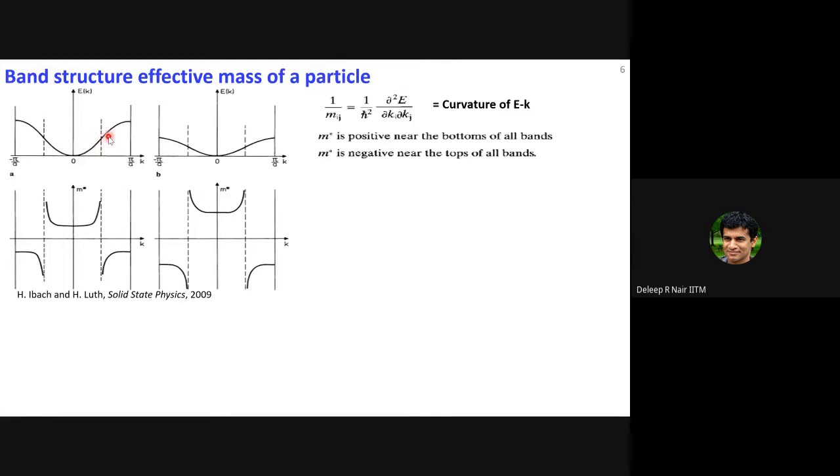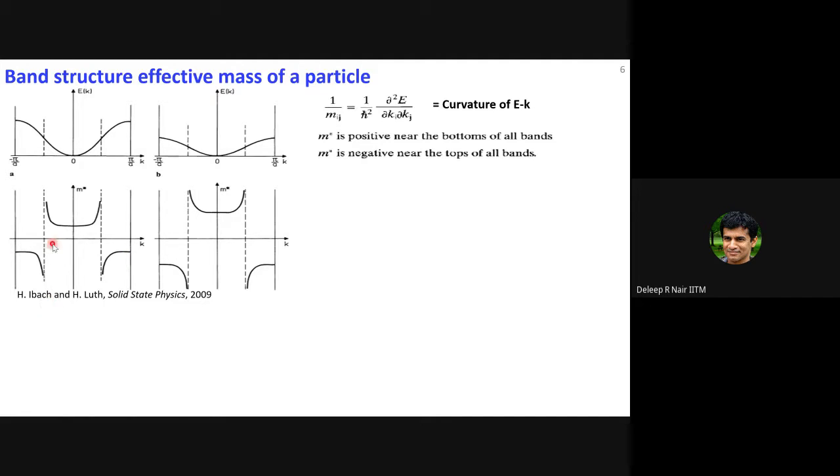Similarly, the curvature becomes negative at the top of the band. So that means the effective mass also becomes negative. All right, so the effective mass is shown here. Near the bottom of the band, the effective mass is positive. Then it slowly increases. Somewhere in between, the curvature changes sign, so the effective mass also changes sign. Finally, it becomes negative at the top of the band.